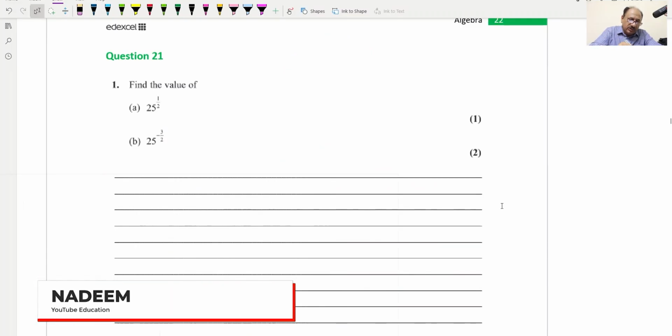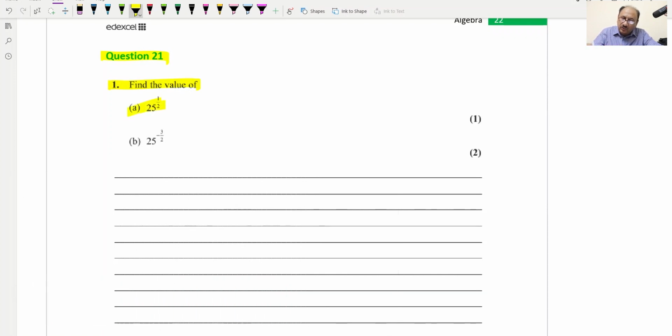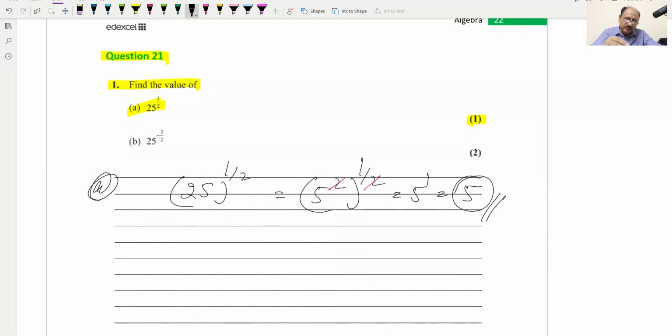Now question number 21. Question 21 is question number 1 of the past paper, and we have to solve this one. Part A, 1 mark question, so 25 raised to the power 1 by 2. We can rewrite it as 5 squared whole raised to the power 1 by 2, and after this cancellation, the remaining part will be 5 raised to the power 1, which is equal to 5. This will be our final answer.